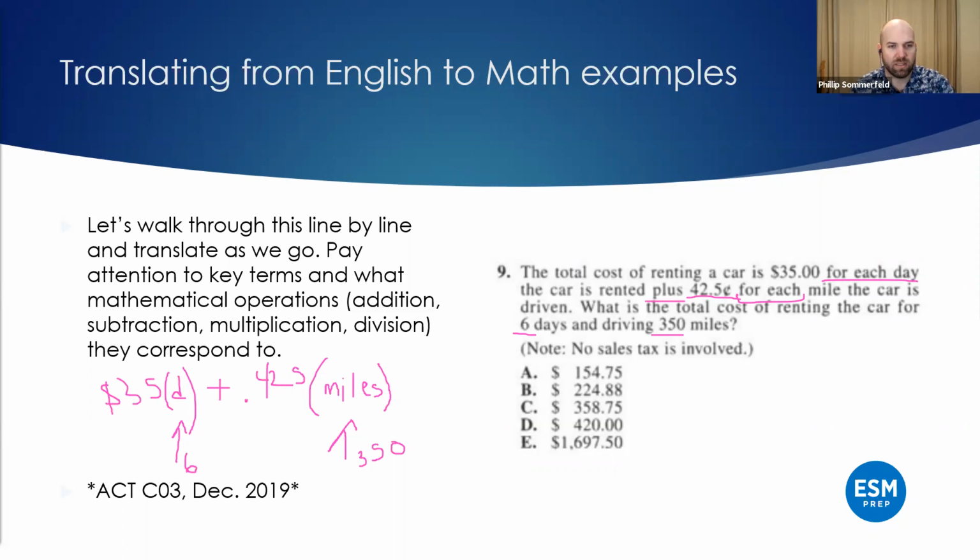Can I not? I don't know why that's not going. Yeah, anyways, I'm sure everyone can figure out what answer C is. So cool. Thank you, Casey.